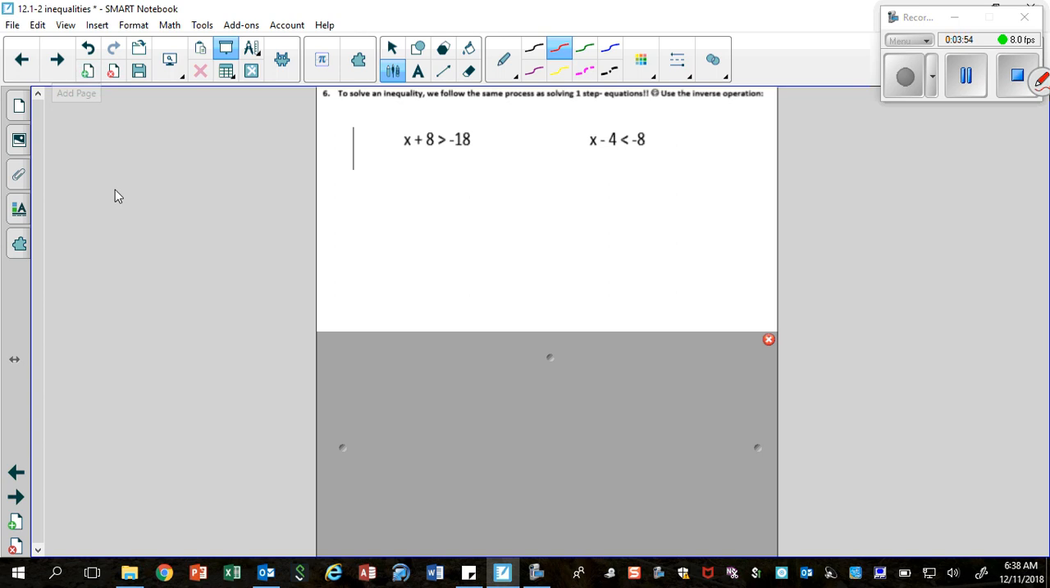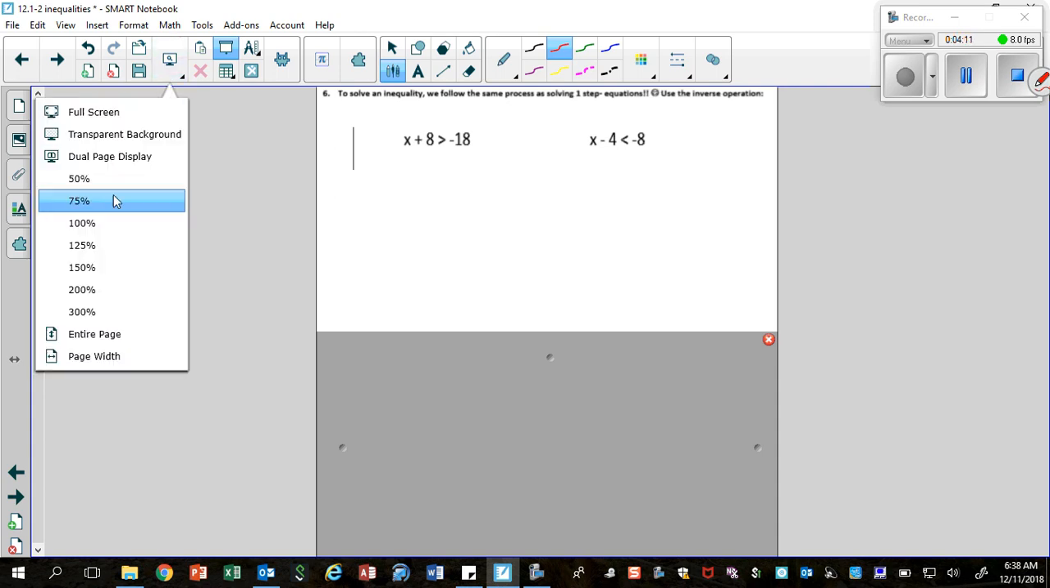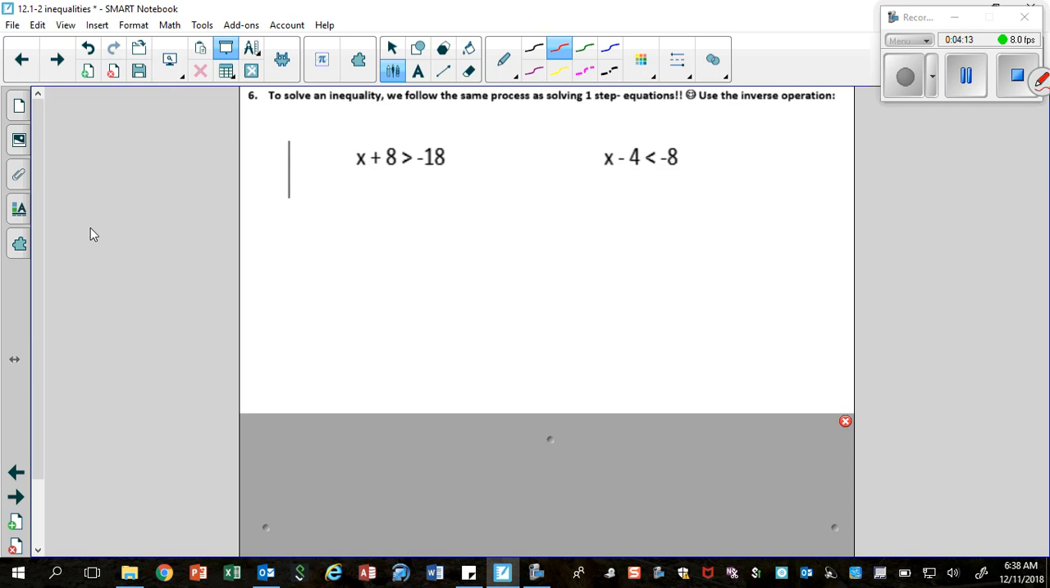Okay, so the next thing that we're going to do is actually solving the inequalities. Lucky for you, it is the same process as solving one-step equations. We're still using the inverse operation, but there's just an inequality sign instead of an equal sign. So let's take a look at the first one. x plus 8 is greater than -18.